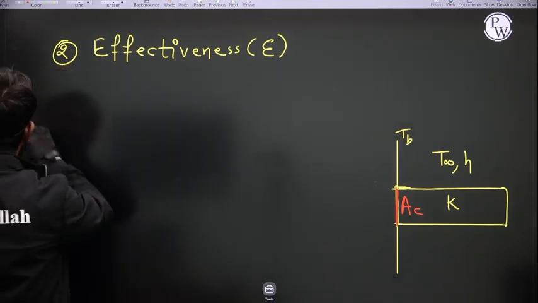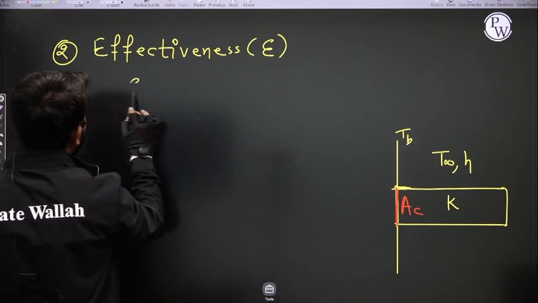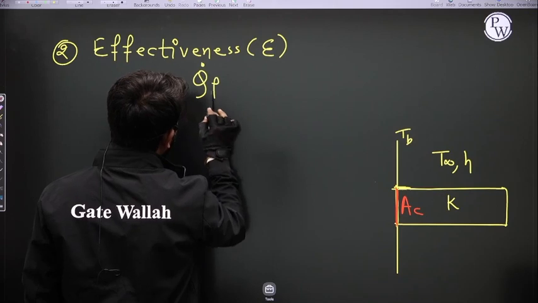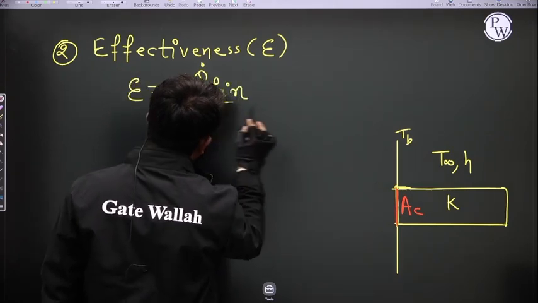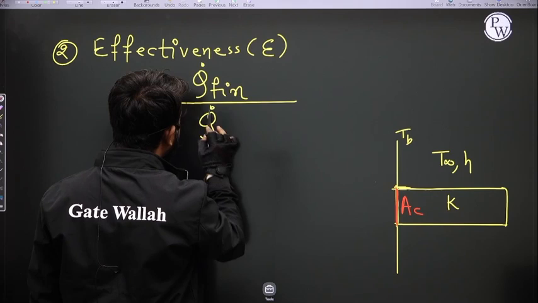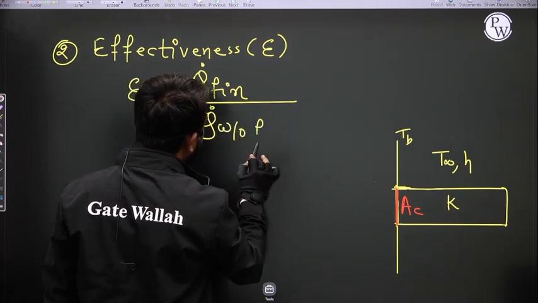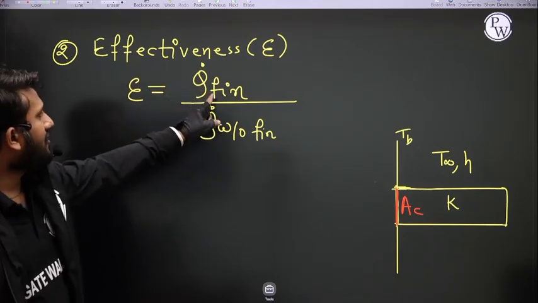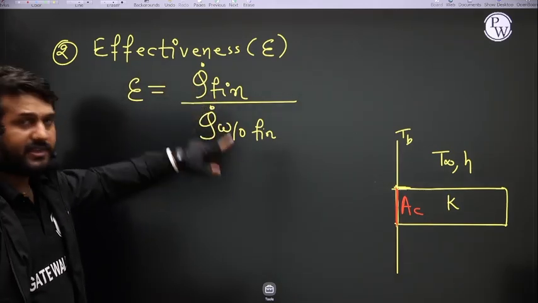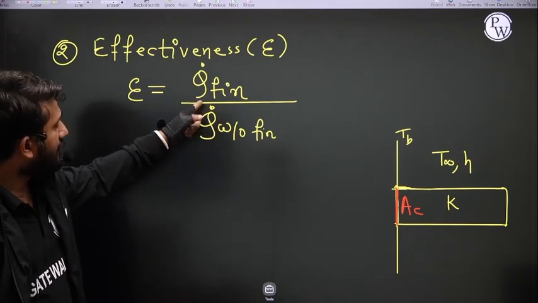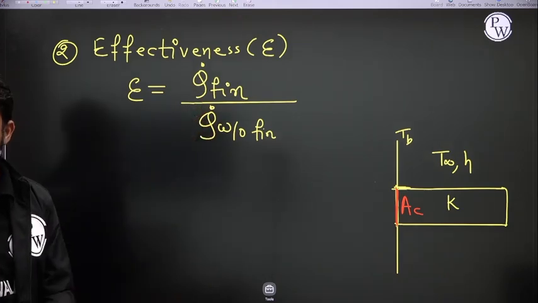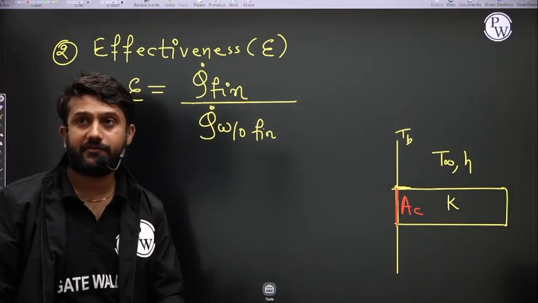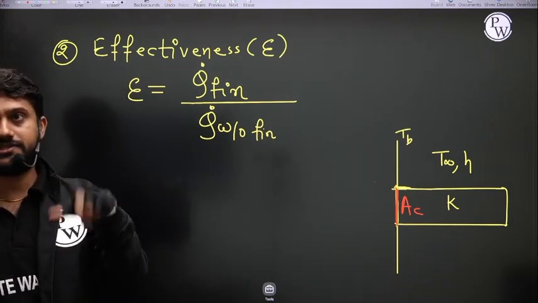Now see, what is fin effectiveness? This is the ratio of the rate of heat transfer when fin is present to the rate of heat transfer without fin. That means fin is not present. If fin is there, then what is the rate of heat transfer? And if fin is not there, then what is the rate of heat transfer? This ratio is the fin effectiveness.